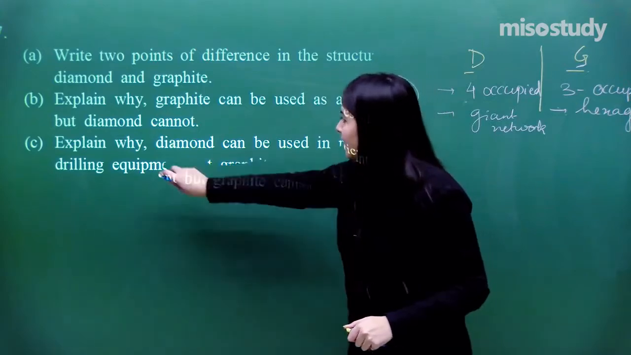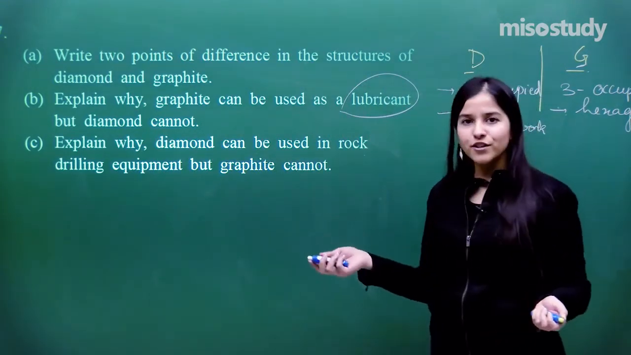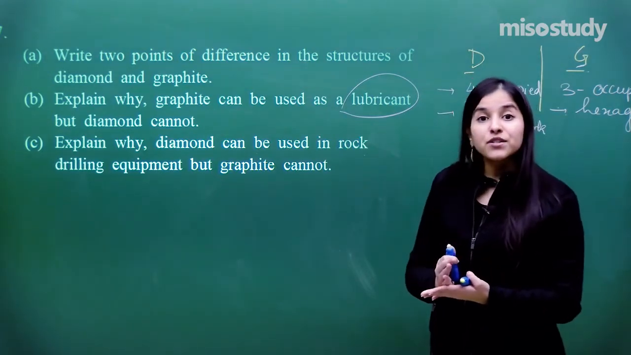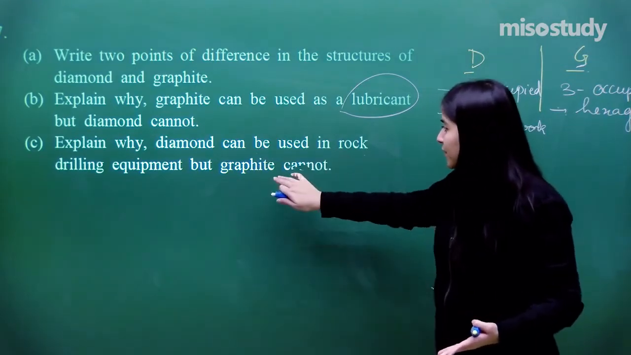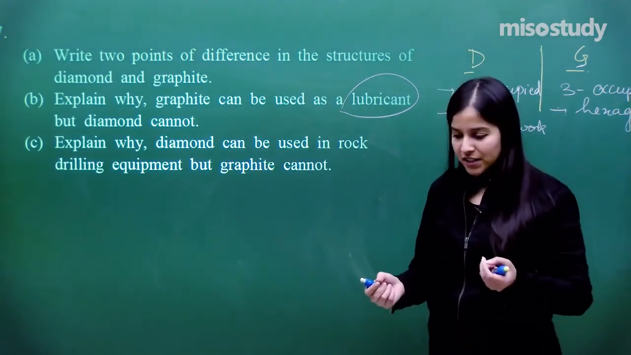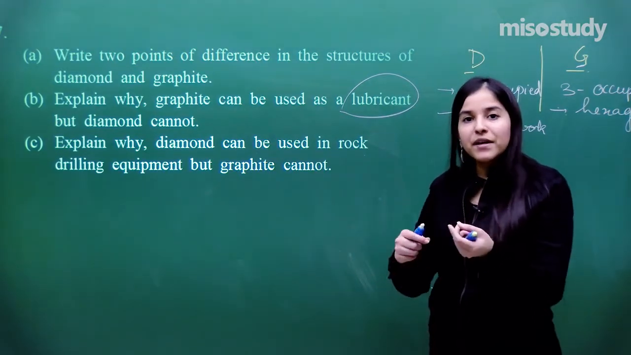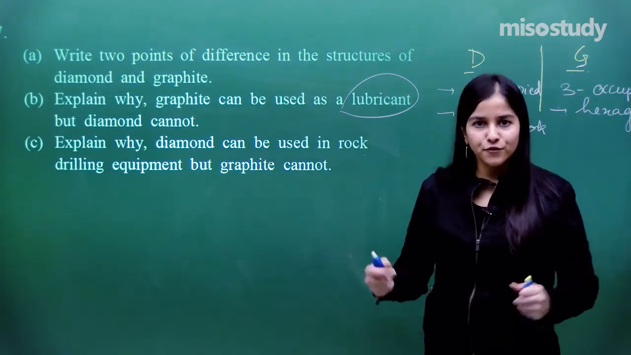Explain why diamond can be used in rock drilling equipment, but graphite cannot. It's a similar property. Since diamond is very hard, it can be used for drilling purposes, whereas graphite is very soft. You must have seen the lead of pencils. It is very soft. It can break easily. So that is why I cannot use it for drilling. It's common sense. Fine.